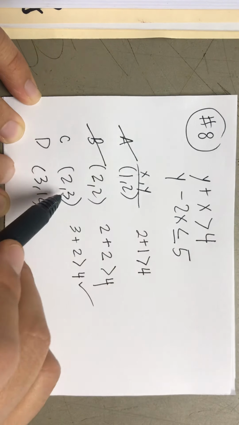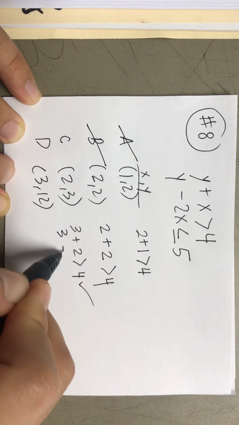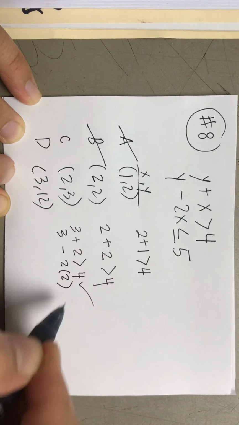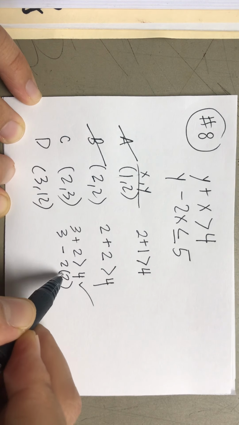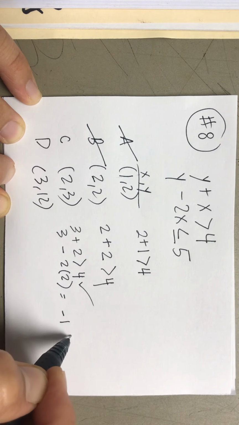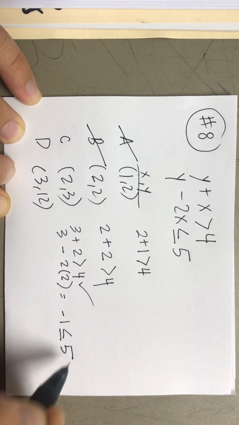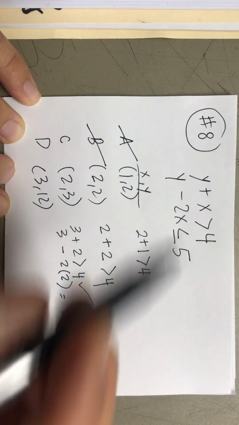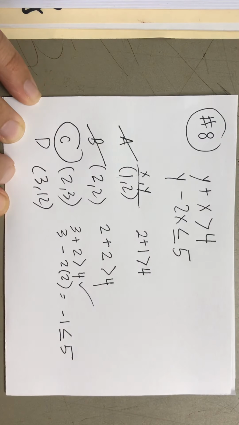And let's do this, okay? 3 is y, minus 2 times x, which is 2. So 3 minus 4 is -1, which is less than or equal to 5. Yeah, it's less than. Okay, so this one does work. And that is your answer.